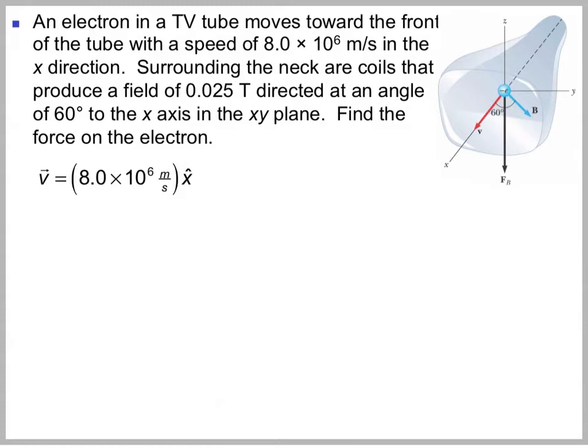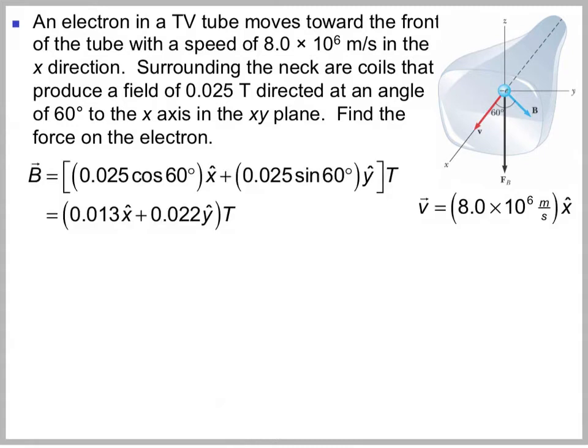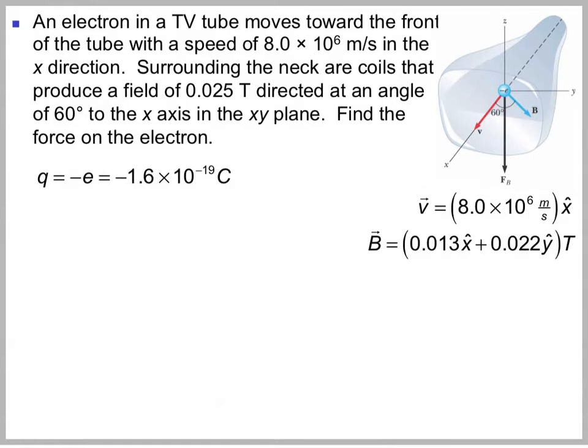We can see all this exactly if we just use our vector equation. The velocity, we said, is 8 times 10 to the 6 meters per second in the x direction. The magnetic field, we said, is 0.025, and it points in the x and y direction. So we break the vector up into x and y components. It's 0.025 cosine 60 in the x and 0.025 sine 60 in the y, and we calculate that out and we get these values. So now we need to do v cross B. And we also know the charge is minus e. It's just minus 1.6 times 10 to the minus 19 coulombs.